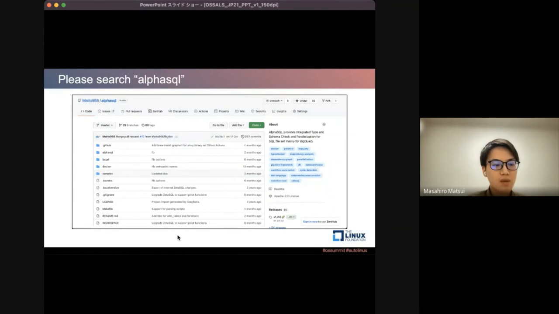AlphaSQL is open source software and public on GitHub. You can search AlphaSQL, then visit the repository. You can investigate AlphaSQL more using the document on the top page of the repository.